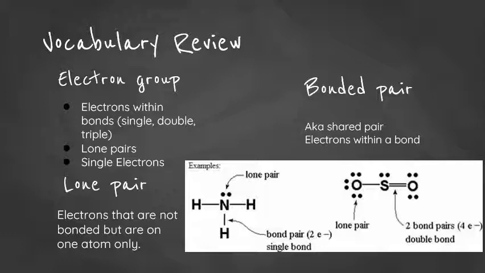A lone pair are electrons that are not bonded but are found only on one atom. So that illustration to the right points out some of the lone pairs existing on ammonium. We've got them on the nitrogen there in the center, and then also some on sulfur dioxide. The oxygens and sulfur each have a lone pair, at least one lone pair on them.